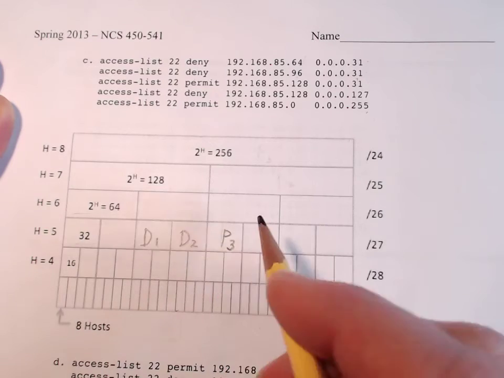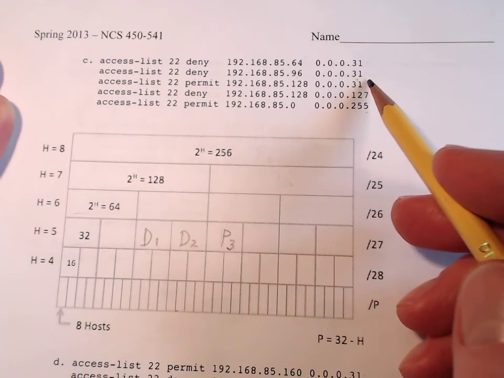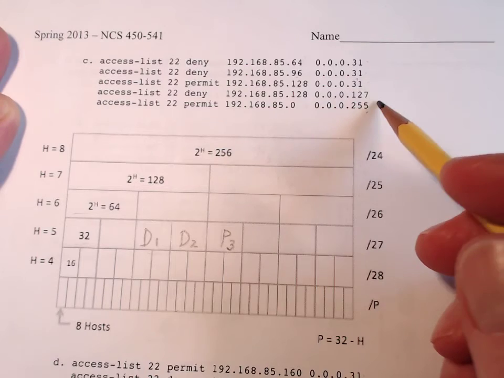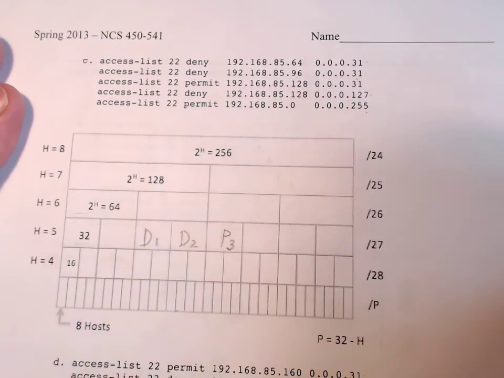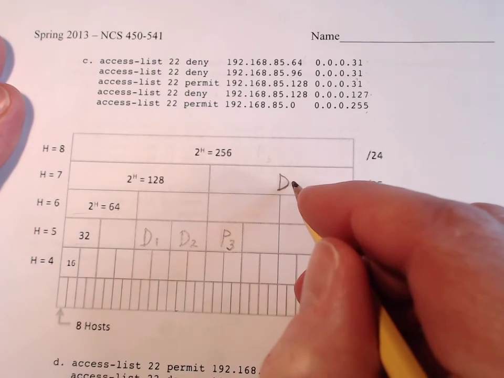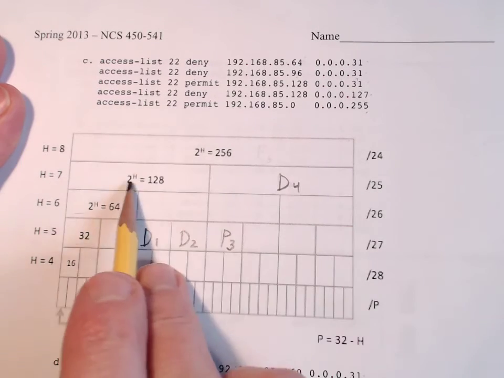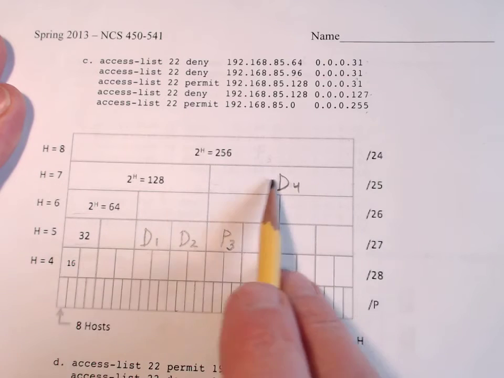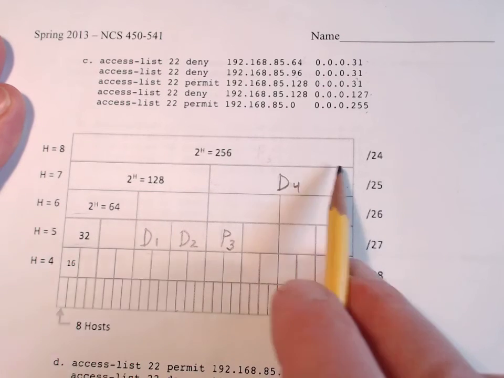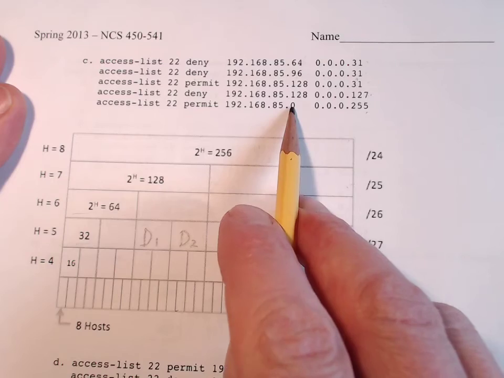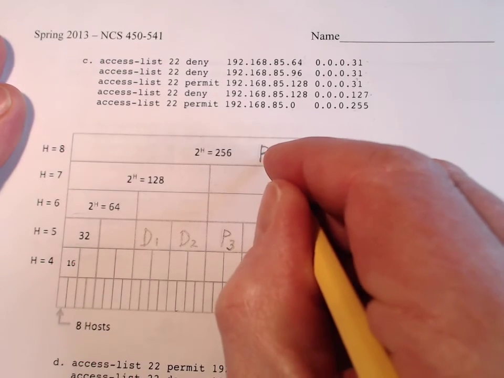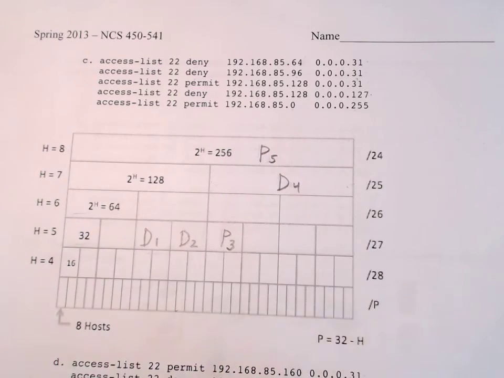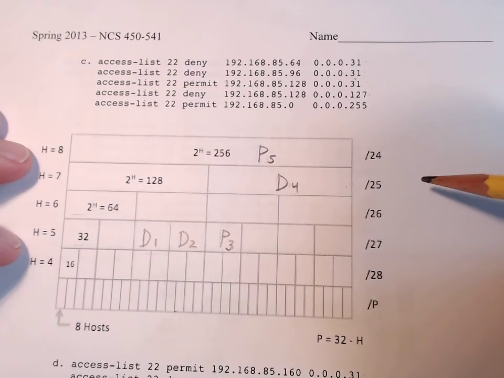I'll label that P3 because we're going to permit, and it's line number 3. Finally, we're going to deny a block of width 128 starting at 128. So we're going to go over to address 128 and we're going to deny a block of width 128. Finally, we're going to permit a width of 256 starting at 0, we're going to permit the rest of the class C network. So we're going to put a P5 up there. So we can summarize this.